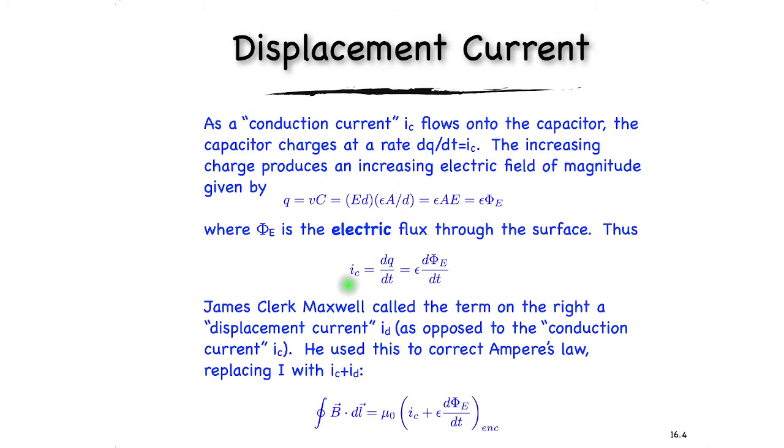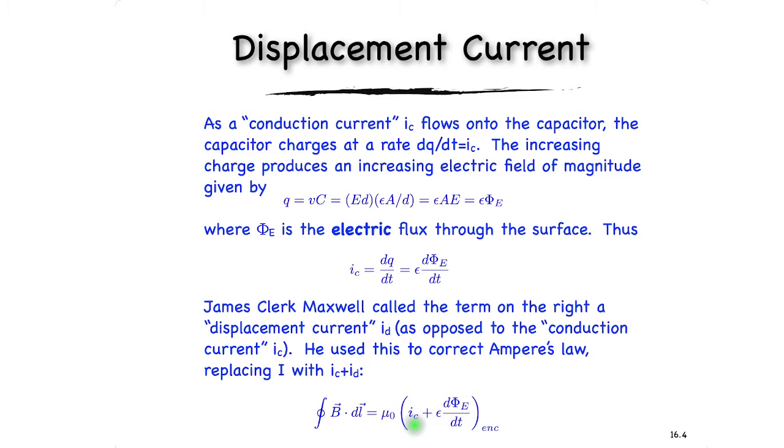So the current flowing onto the capacitor must equal epsilon times the time rate of change of the electric flux. So as charge flows into the capacitor, the electric field builds up, and therefore the electric field is changing. And so you can't have current flowing onto the capacitor without having a changing electric field inside of it. So these things are equivalent, and that gives us a hint how we can fix Ampere's law.